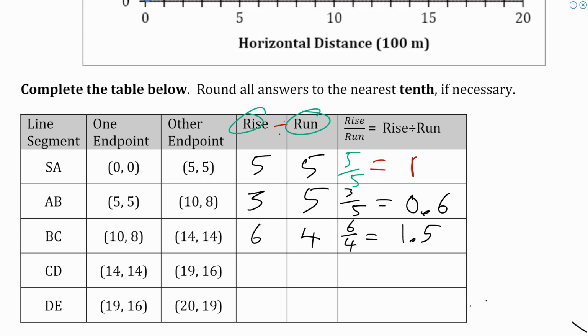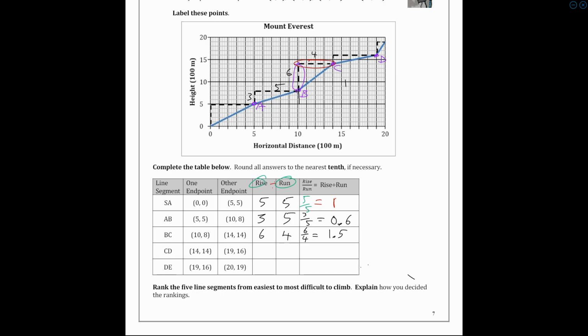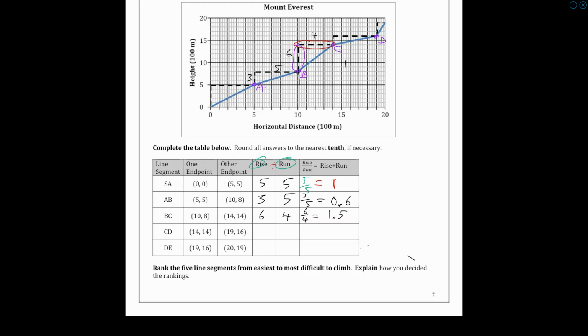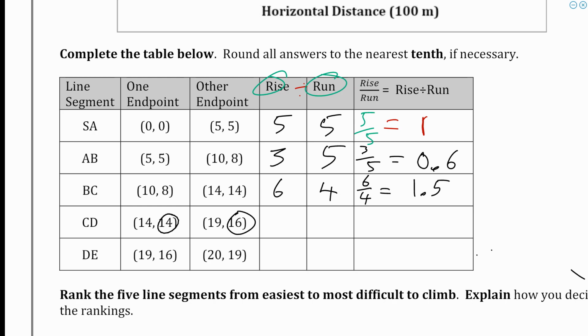Okay, next one, C to D. Maybe once again we can zoom out and take a look. Now it looks like it's not very steep, so I'm thinking this is the least steep segment. Let's see if my numbers match that. The rise ends up being this minus this. The run ends up being this minus this, which is 5. So my rise over run is 2 over 5, or 0.4.